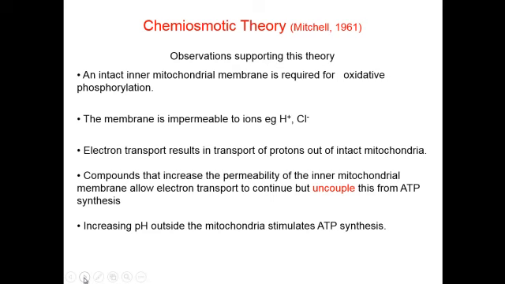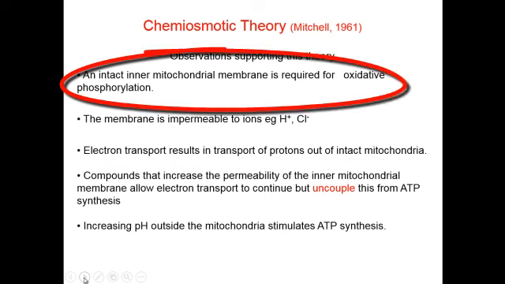These following bullet points are observations supporting the chemiosmotic theory. The chemiosmotic theory being the build-up of a proton gradient across the membrane, and then the discharging of that gradient being utilized to form ATP. In order for this to occur, there has to be an intact mitochondrial membrane. And this is true. If you destroy the mitochondrial membrane, then you destroy the production of ATP from the mitochondria.